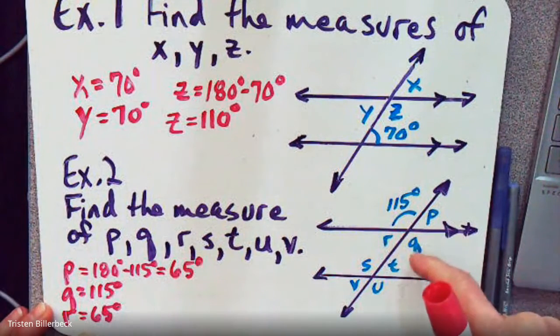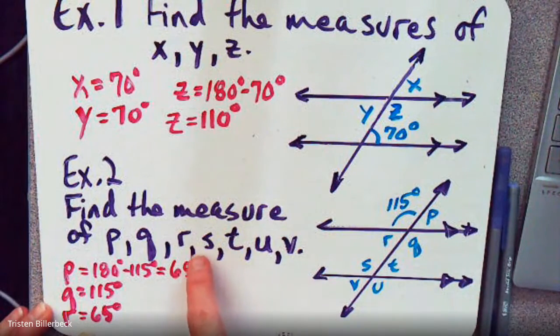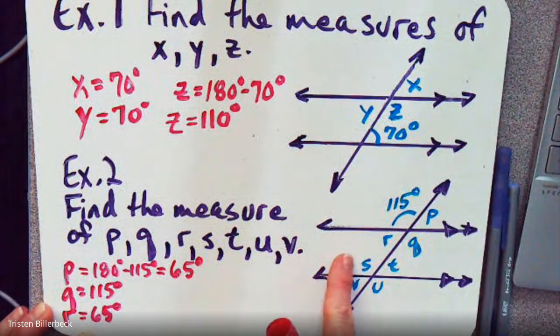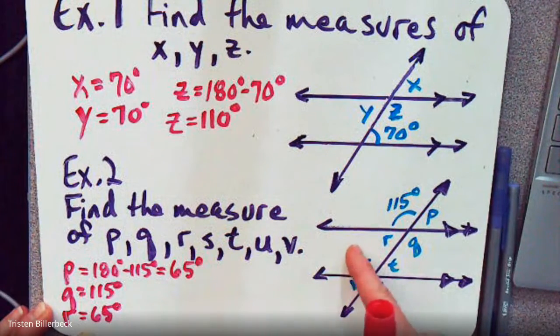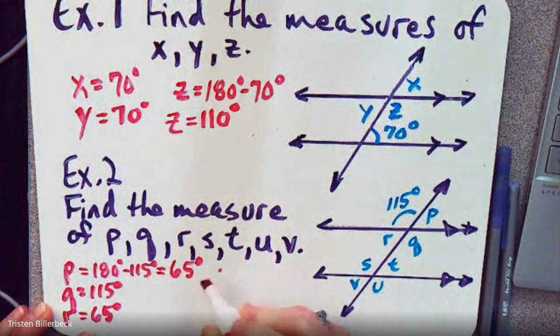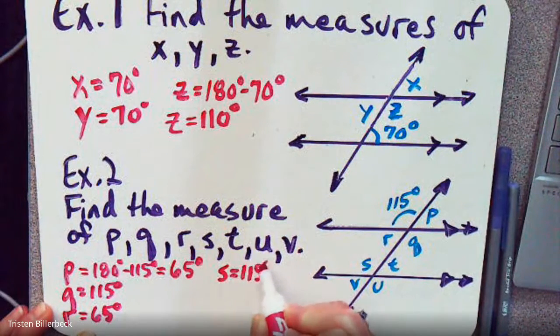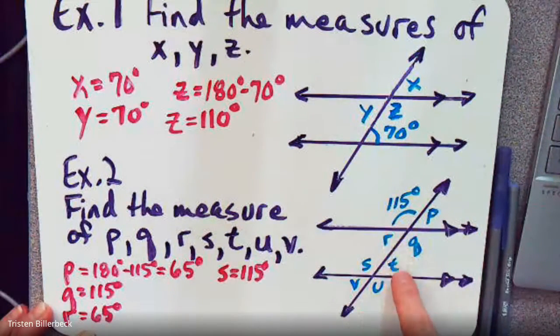Okay, then we've got Q, so we're looking at S. S is right here. It's a consecutive interior angle to R, so that means it's supplementary. Well, we know that the supplementary angle to 65 is 115. And then we have T. T is an alternate interior angle to R. So that's the same, they're congruent. So R was 65, so that makes T 65.